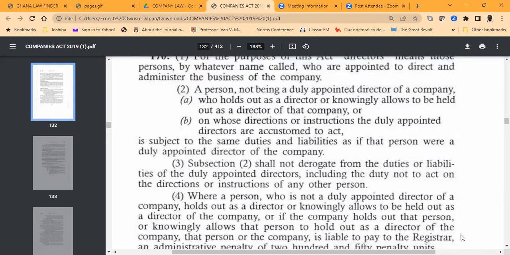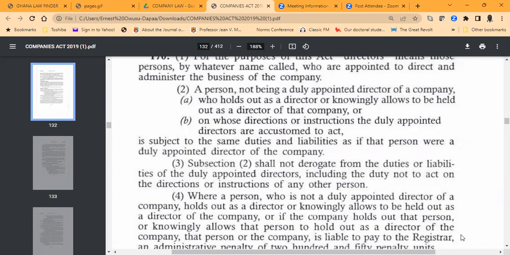So in that case, you are, if you like, a de facto director. That is a director in fact. You are doing everything as a director. That's why, legally speaking, strictly legally speaking, you've not really been appointed.